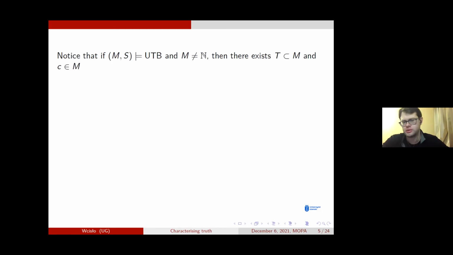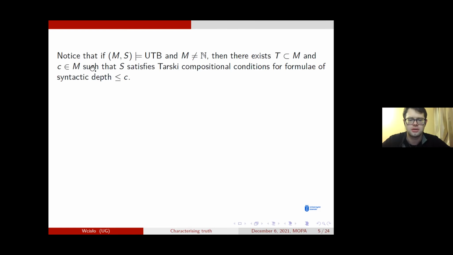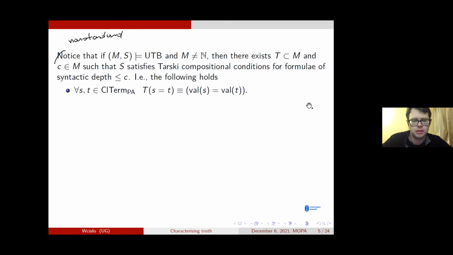Namely, observe that having uniform Tarski biconditionals in non-standard models really means that you have a predicate which is compositional for formulae up to some non-standard syntactic depth. So it's compositional for formulae which are standardly deep, and then you can spill over this property and see that there actually exists a non-standard c such that S satisfies compositional conditions for formulae of syntactic depth less than or equal to c.